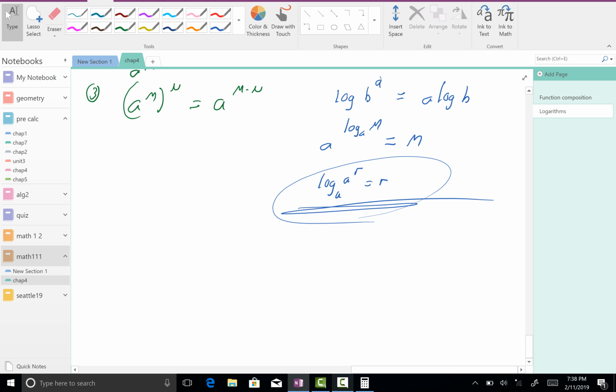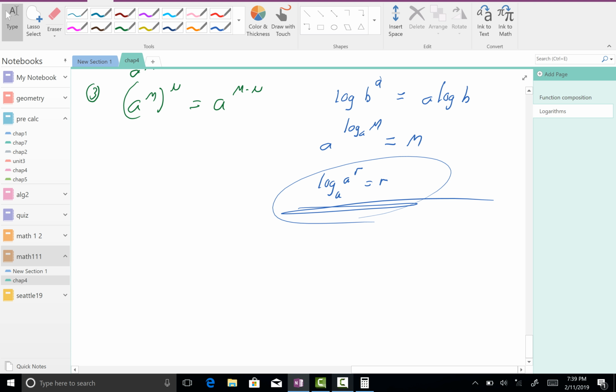On page 329, if you got your books with you, in the middle of the page, I'm not going to write this down, I'm just going to mention it to you. They have something called the change of base formula. So if you have a calculator with only base 10 on it, then you can use the change of base to figure out what the answer is. And you can see it says the log of m base a is equal to the log of m over the log of a.